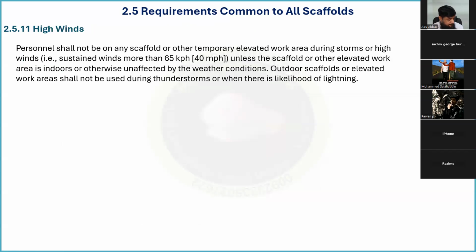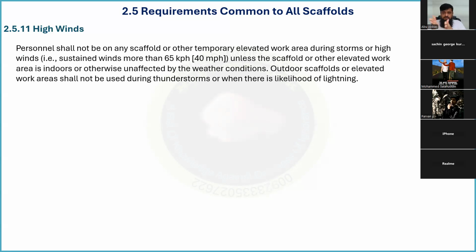High wind. Okay, high wind we have. Person shall not be on any scaffold or other temporary elevated work area during storm or high winds. Sustained wind more than 65 km per hour, 40 miles per hour, unless the scaffold or other elevated work area is indoor or otherwise unaffected by the weather condition. In that case, means plaster covered or something like that, or maybe somewhere behind any building where the wind is not affecting directly.